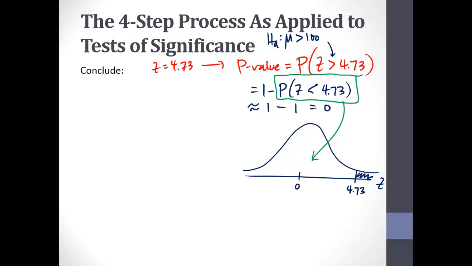So you go to the table, you look up 4.73, but you can't because it's not there. The biggest number in the table is like 3.49. What we know from the table is that at 3.49, the area down here is like 0.9999. So if we go out further than that, the area is going to be 0.999999 or something bigger than 0.9999. So what I'm saying is that the area less than 4.73 is pretty much 1. Very good question.